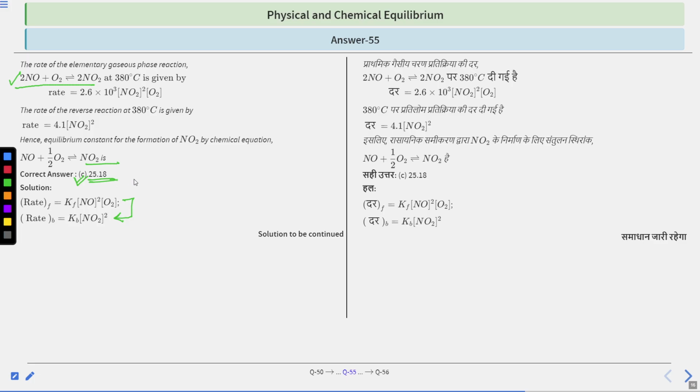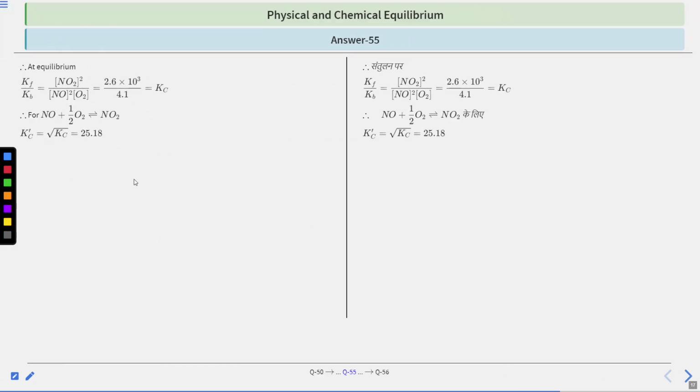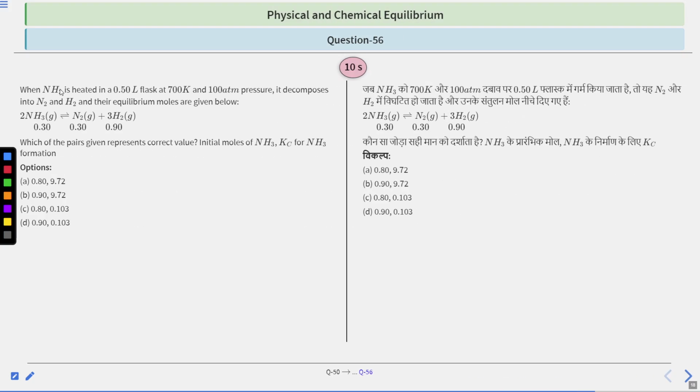25.18. Okay, let's move to our next question. Question number 56. When NH3 is heated in a 0.5 liter flask at 700 Kelvin and 100 atmosphere pressure, it decomposes into N2 and H2, and their equilibrium moles are given below. So this is the reaction, 2NH3 giving us N2 and 3H2, and these are the equilibrium moles given to us. At equilibrium NH3 is 0.3, N2 is 0.3, and H2 is 0.9.